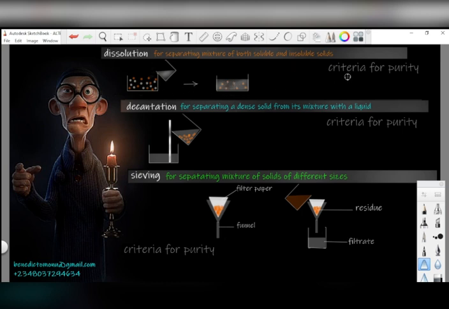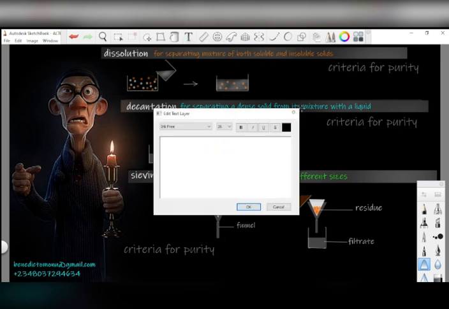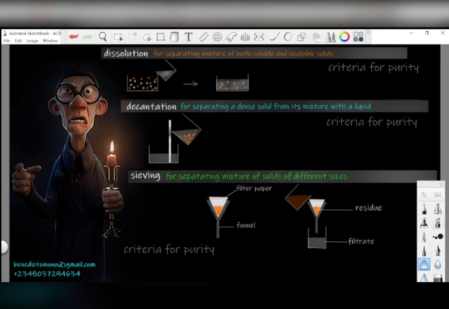The criteria for purity here, when we talk of criteria for purity, we're looking at the property of the mixture that allows you to separate them. And the criteria for purity here is difference in solubility of the various substances that make up the mixture. You see the white one is soluble and the orange one is not soluble.